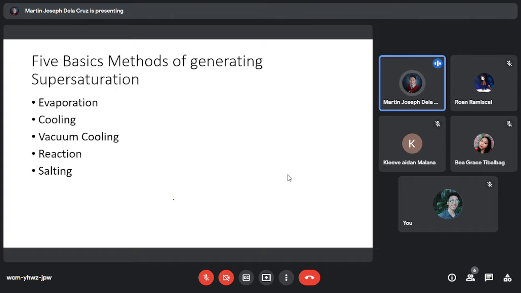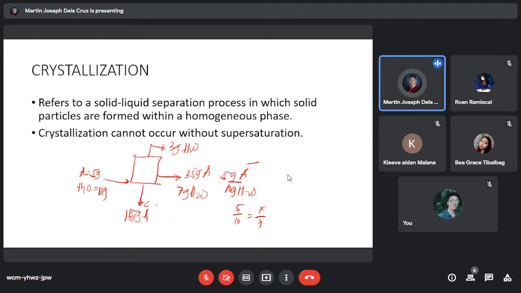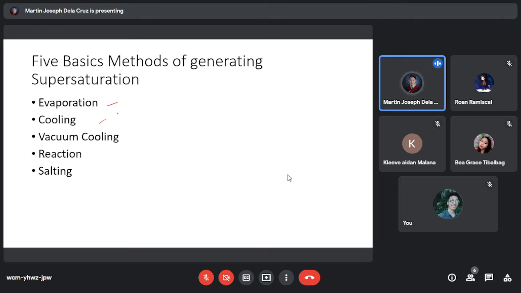So we have five basic methods of generating supersaturation. We have evaporation. In evaporation, like in the example earlier, by evaporating we will be able to produce crystals. And then cooling, class. An example of a cooling crystallizer is the Swenson Walker crystallizer. In this crystallizer, no water evaporates. You just have a cooling jacket outside that absorbs heat. So here, class, we just cool the feed so that when it comes out it will be cool. For example, you have a feed at 20 degrees Celsius.